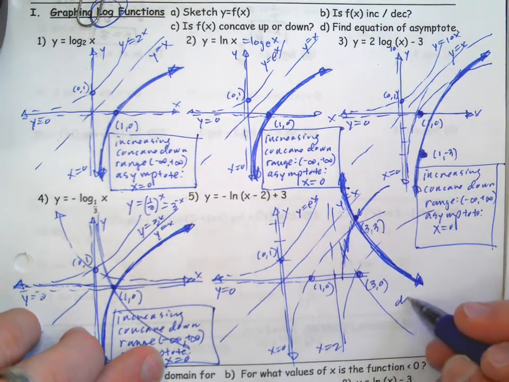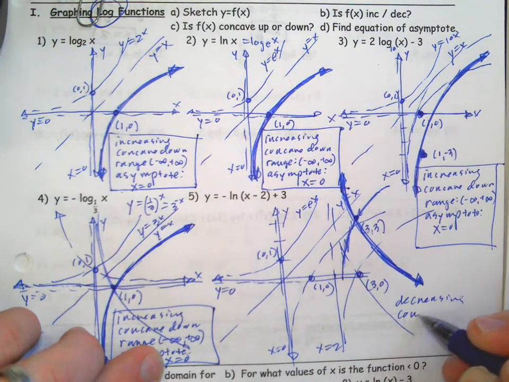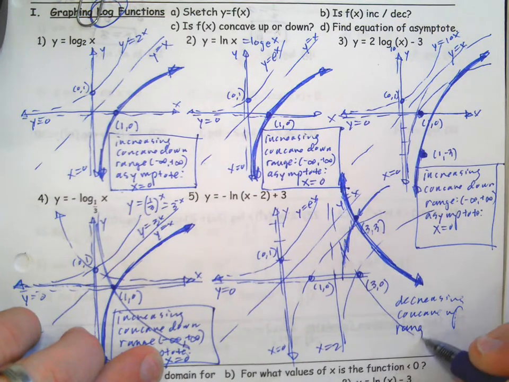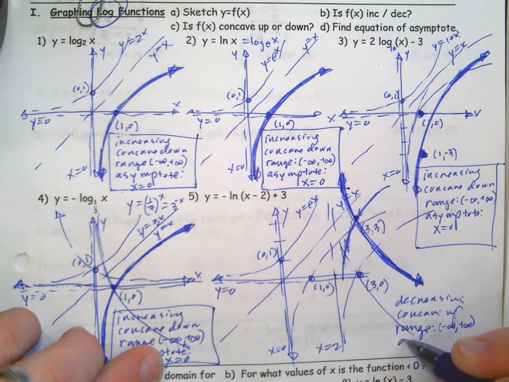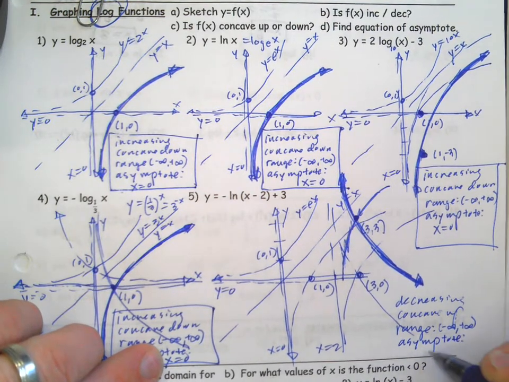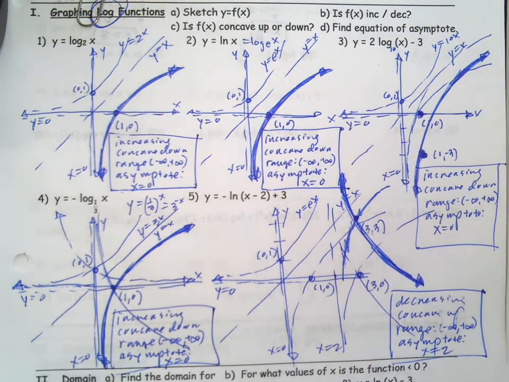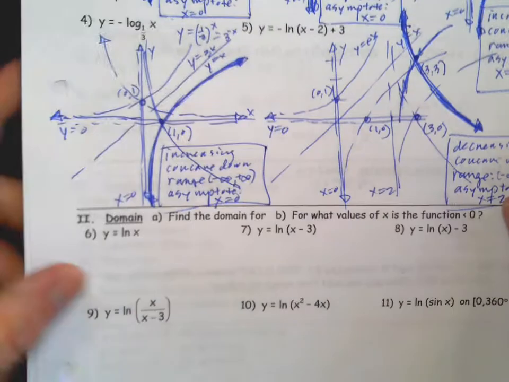So that is decreasing, concave up, range is negative infinity, positive infinity. The asymptote is x equals 2. So there we go. Got a bunch of good graphs. Now for some domain problems.